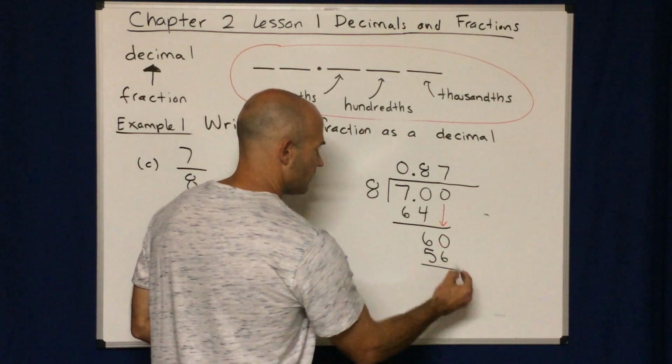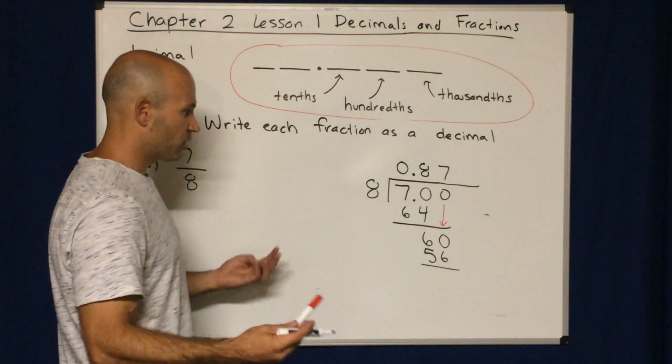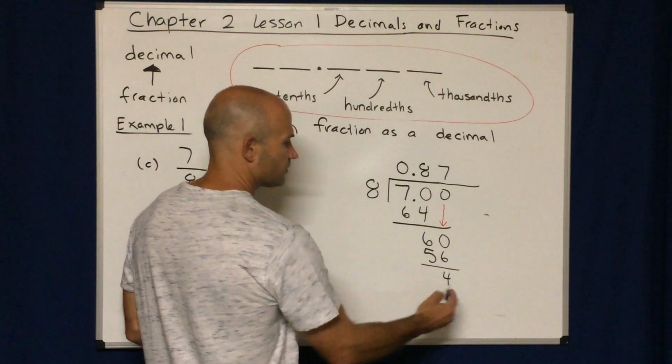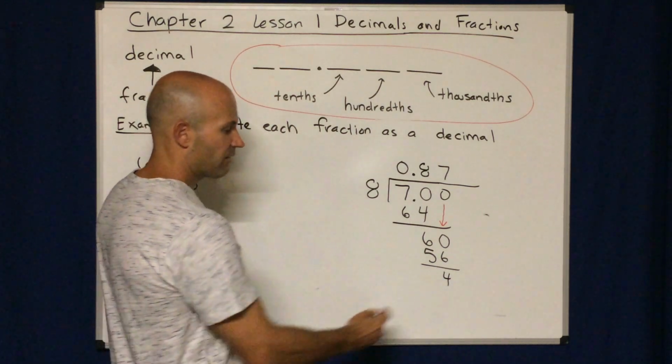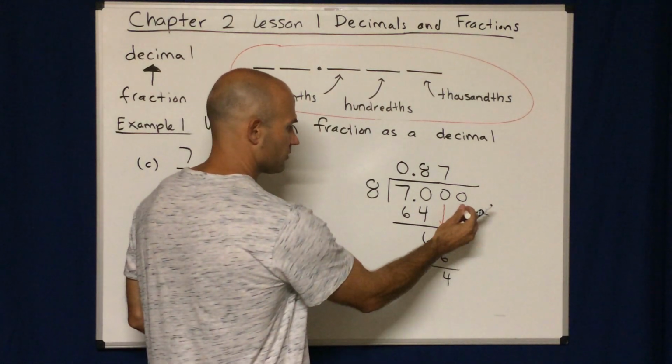It's all right if you're not seeing these numbers quite as fast as I am. You want to be comfortable with your multiplication tables. 60 minus 56 is 4. I haven't got a 0 down here yet, so I need to repeat the process. I'll bring down another 0.